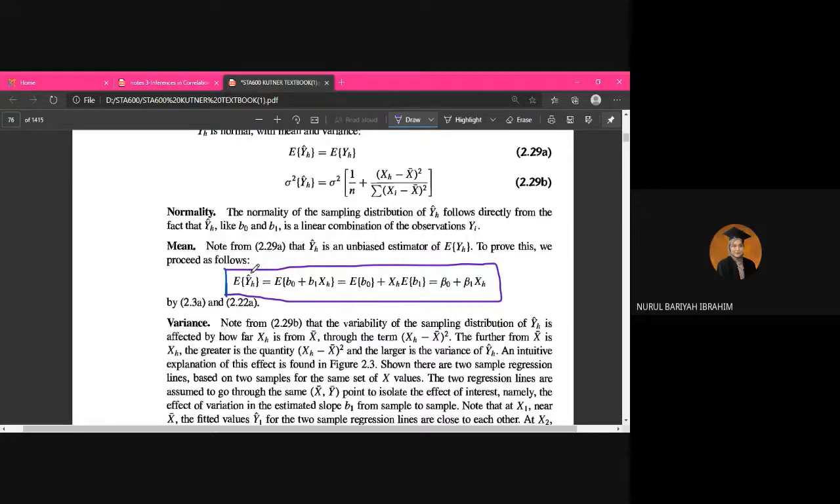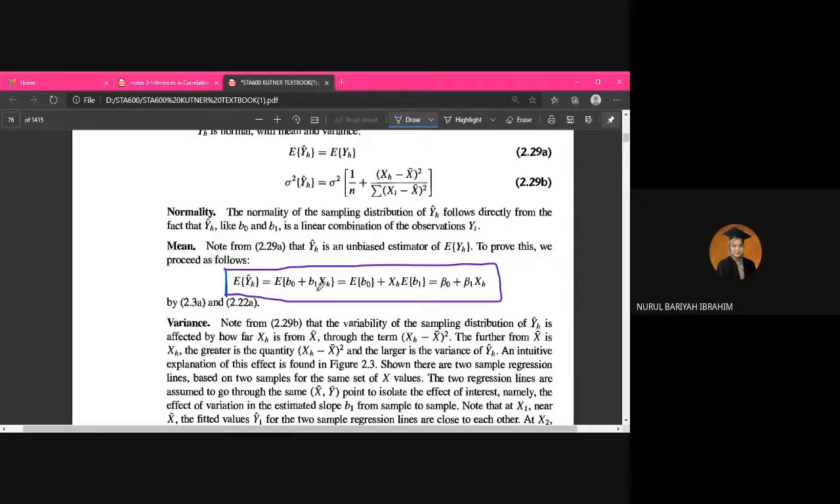Okay, expected of y hat hash. We know that y hat adalah beta naught plus beta 1 x hash. Okay, so now kita nak cari mean of the response. So we replace y hat here, when x is replaced with any value ataupun level of x. Okay, expected of beta naught adalah value, kan? So mean for beta naught will be the value itself, the beta naught. Yang you have learned in probability and statistics dulu, kan?